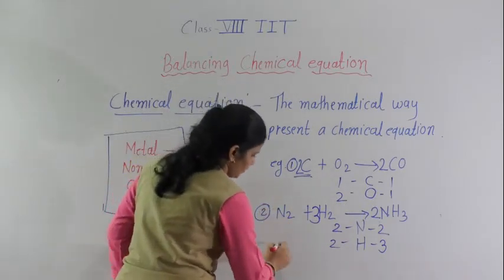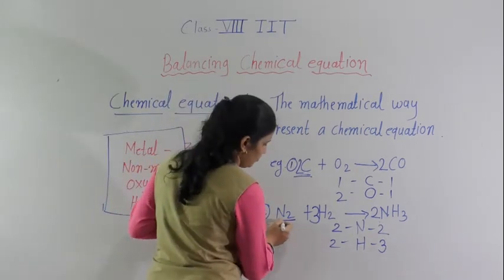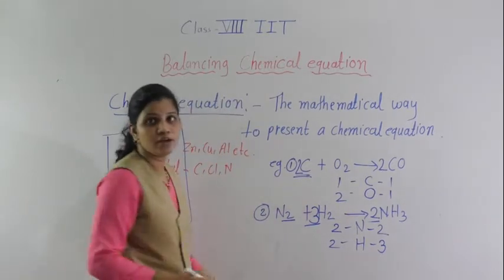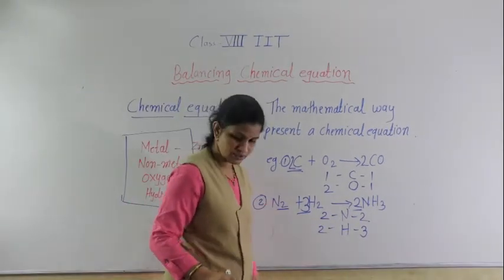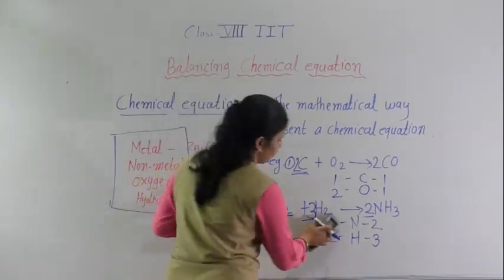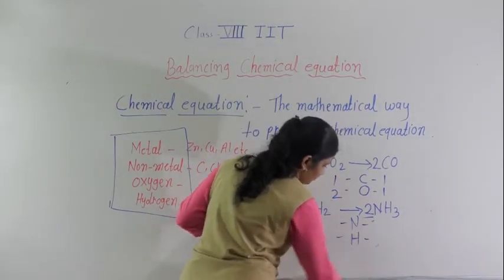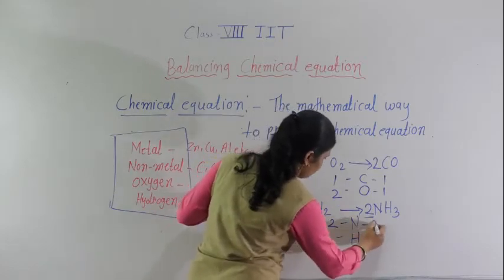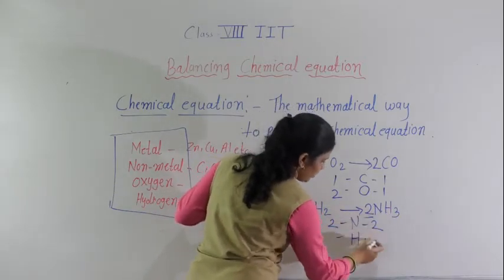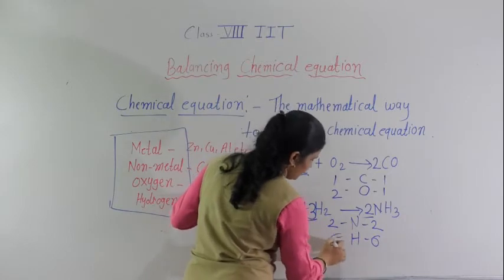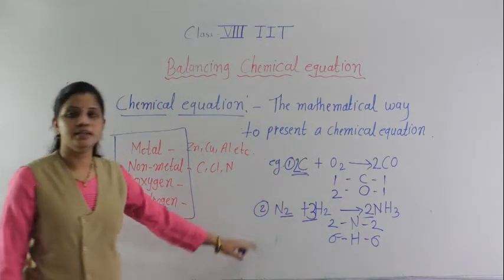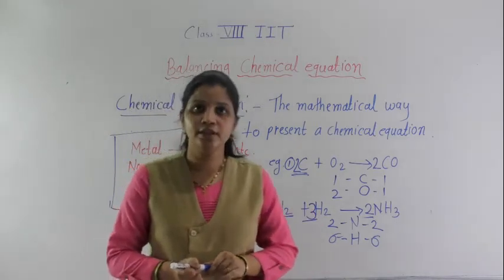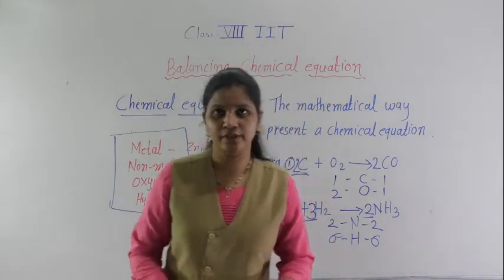See here, and see here two numbers. Here 3 and 2. Now you just count how many nitrogens. See, we will write again, and check whether it is balanced or not. See, nitrogen 2, here also 2. Hydrogen 3 twos are 6. Here also 6. So on both sides it is balanced now. Okay, so these are some examples. One more reaction we will see.